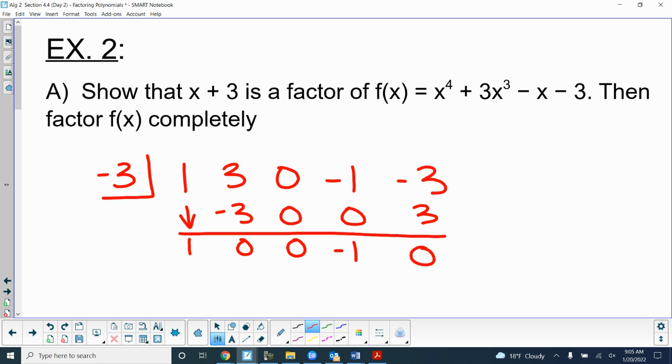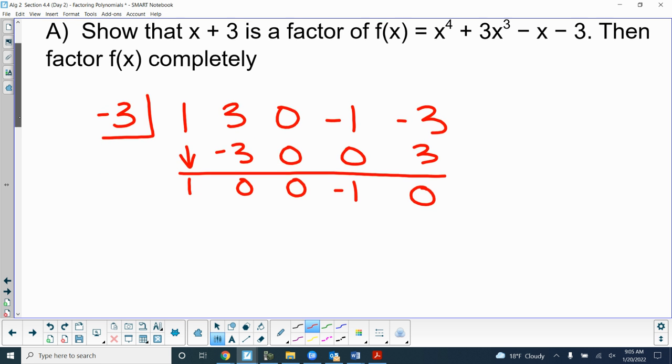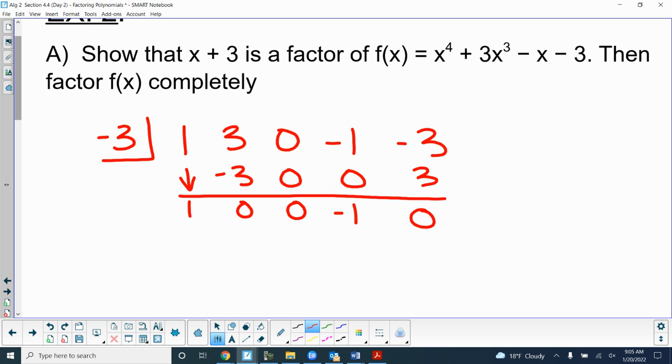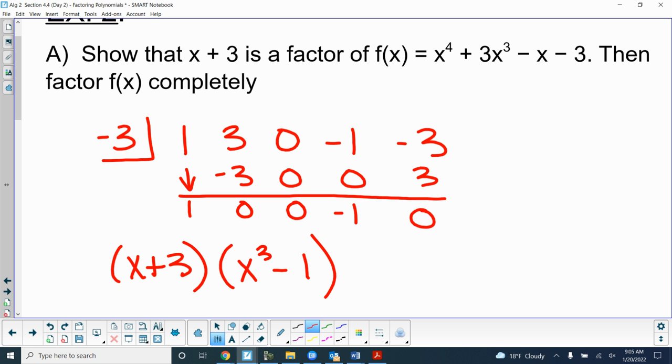Okay? So, I got my x plus 3. All right, so what's this answer here? 1x cubed plus 0x squared plus 0x minus 1, right? What is that x cubed minus 1 called?